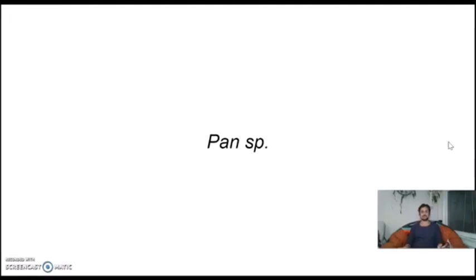So what about here? Is this a species or is this a genus? Pan is capitalized and it's italicized, so we know that this is a genus, but we don't know what species we're talking about. Pan is a genus that includes the chimpanzee and the bonobo.